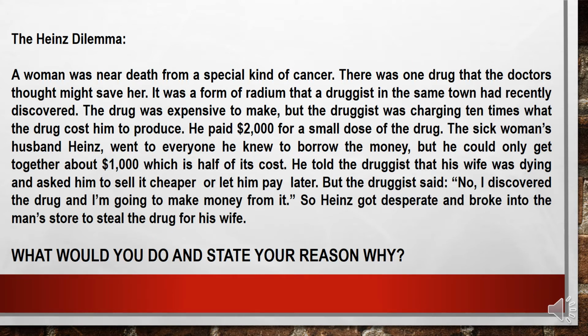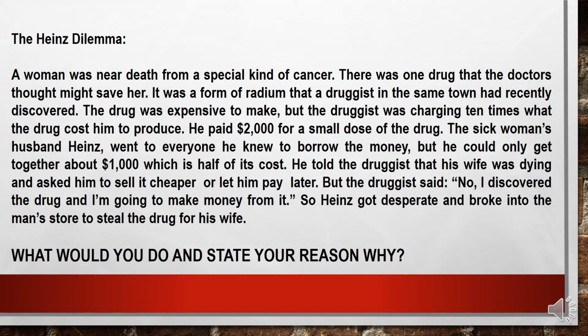Now let us try to digest the given situation and test what your actions would be in the Heinz dilemma. Here is the situation. A woman was near death from a special kind of cancer. There was one drug that the doctors thought might save her. It was a form of radium that a druggist in the same town had recently discovered. The drug was expensive to make, but the druggist was charging 10 times what the drug cost him to produce. He paid $2,000 for a small dose of the drug.